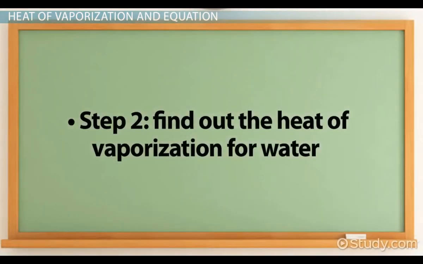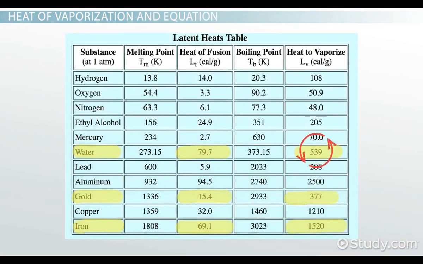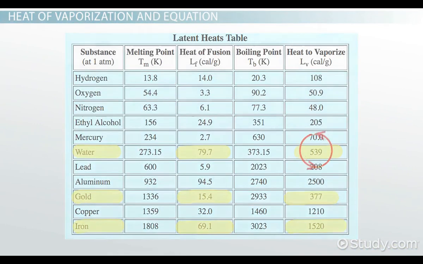Step 2. We'll need to find out the heat of vaporization for water, which can be found on the internet or on a table in a textbook. It's 539 calories per gram, so the heat of vaporization, or H subscript V, equals 539 calories per gram.